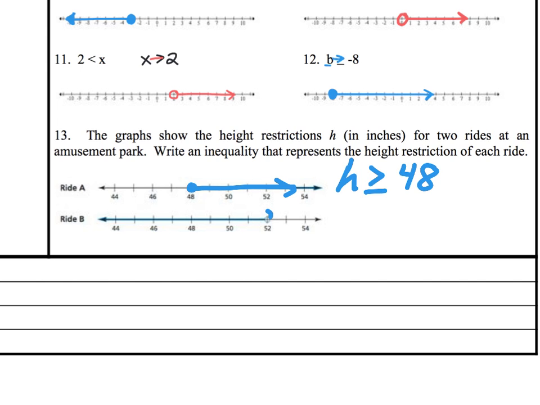And lastly, we have an open circle at 52, and then it goes down. So my height would have to be less than 52, because everything smaller than that is what is shaded right now.